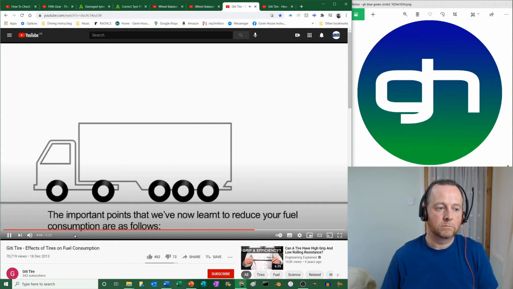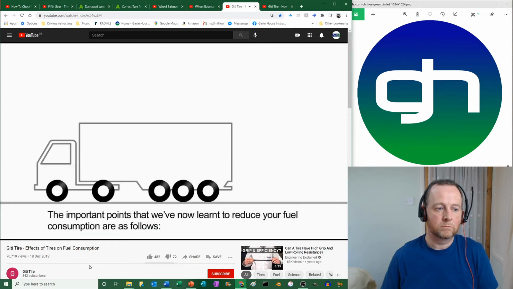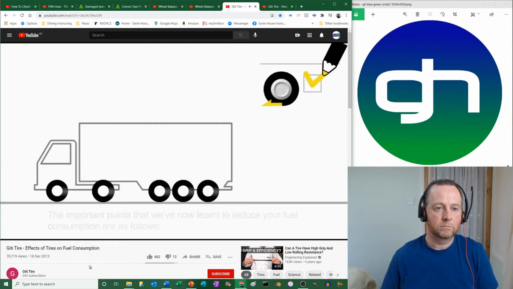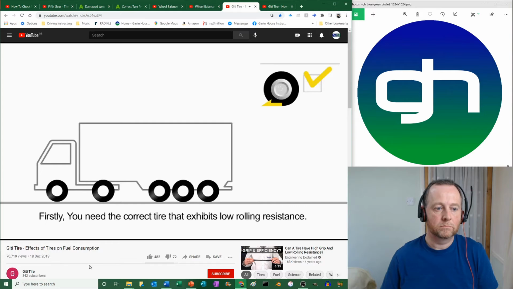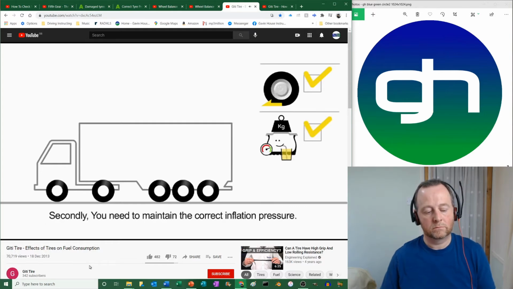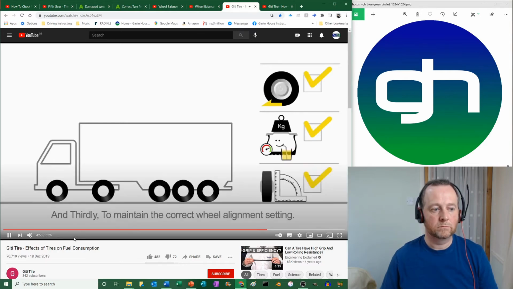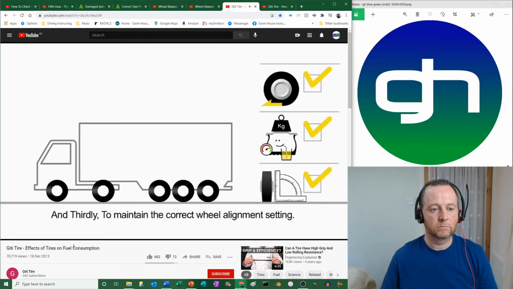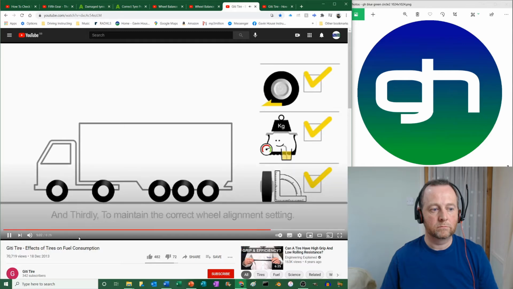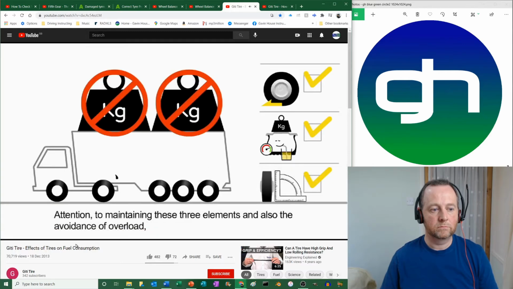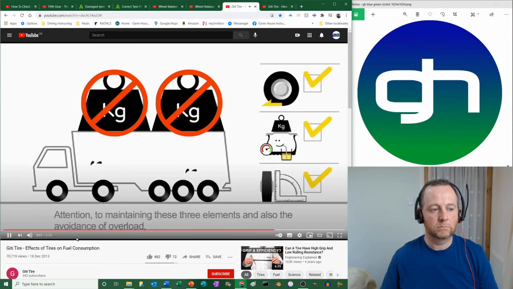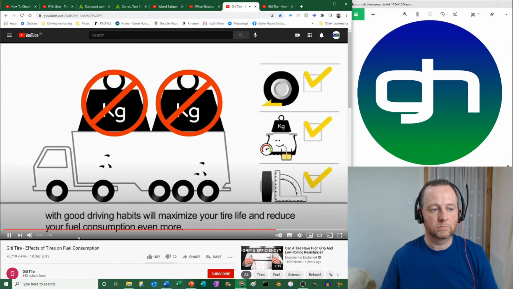The important points that we've now learned in order to reduce your fuel consumption are as follows. Firstly, you need the correct tire that exhibits low rolling resistance. Secondly, you need to maintain the correct inflation pressure. And thirdly, to maintain the correct wheel alignment setting. Attention to maintaining these 3 elements, and also the avoidance of overload, with good driving habits will maximize your tire life and reduce your fuel consumption even more.